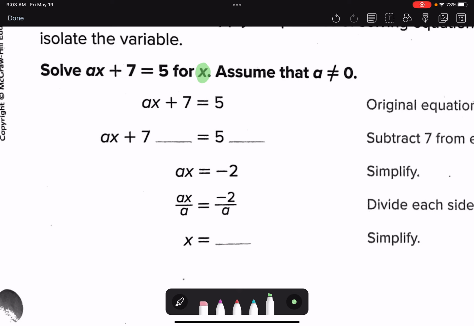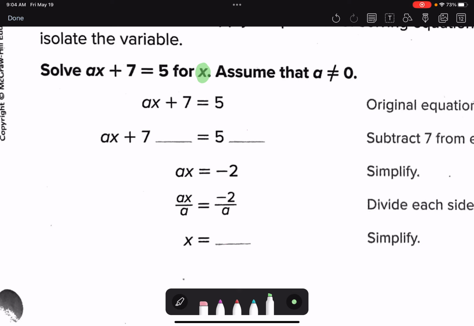All right, let's go through my checklist. 1, is the left side simplified? Yes, ax plus 7, there are no like terms. I cannot simplify. Right side, only 5, can't simplify. 2, even though there's two variables, I don't have variables on the same side, and they're not the same variables that can combine anyways. A and x are different variables. They can't combine. So because of that, I'm not moving anything.